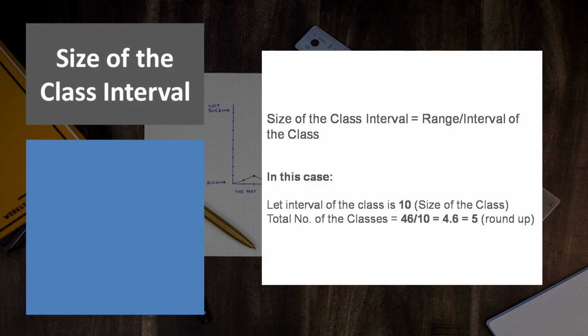So you have to round it off. 4.6 is more than 4.5, so 0.6 is more than 0.5. That's why a total of 5 classes will be there. So you have to round it up.